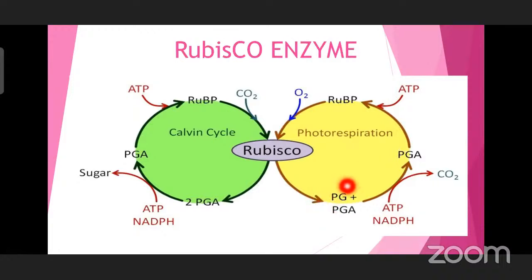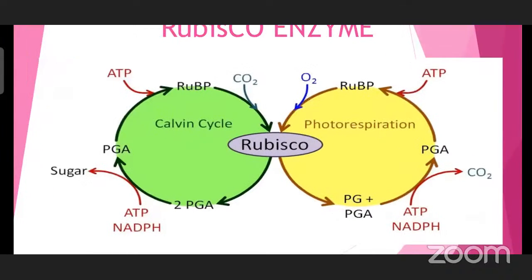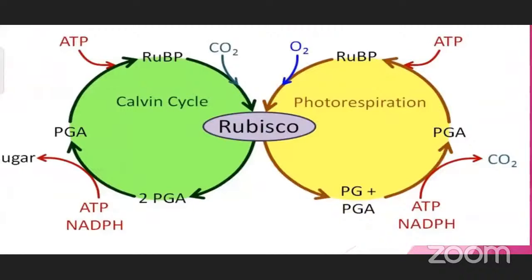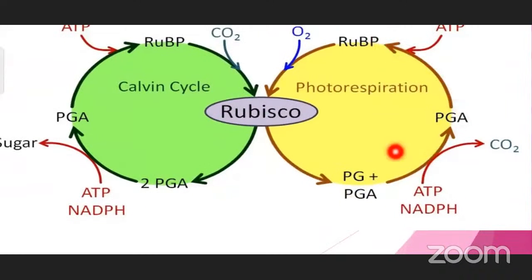This phosphoglycolate is a 2 carbon compound. PGA is a 3 carbon compound. You can see here 2 PGAs, 3 carbons, 6 are there. Here there is no carbon in the oxygen, so only oxygen is coming. So RuBP, which is a 5 carbon, will be dividing into 2 molecules, one having 2 carbon, another one having 3 carbon compound. The PGA will be going for the regeneration of RuBP like this.